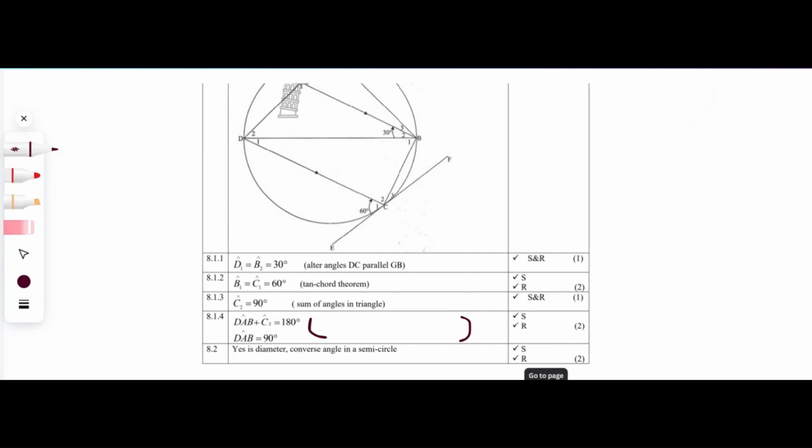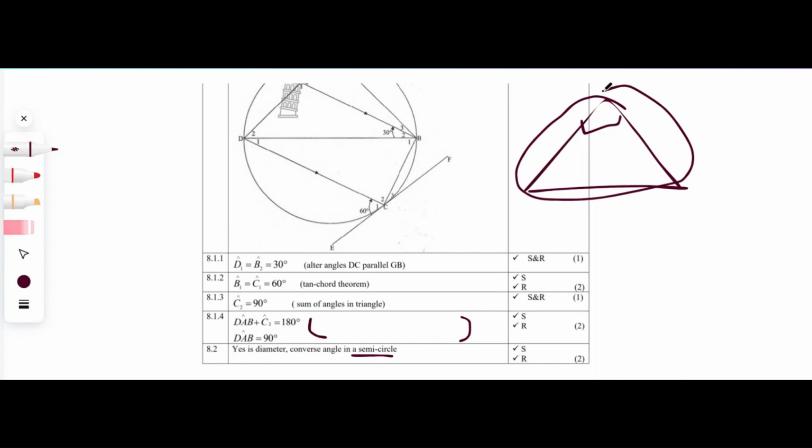Now, we have to give a proper reason, guys. We need to use the reasons that we've been given. There are literally valid reasons that you'll get marked for in matric. You can't just state any reason. You have to say converse angle in a semicircle. Why is it converse? Why is it the opposite? Because usually you use angles in a semicircle when we're trying to prove that an angle is 90 degrees because it's a diameter. But in this case, we're trying to prove that it's a diameter. When we're trying to prove that a line is a diameter because it subtends a 90-degree angle, the reason you need to use is converse angle in a semicircle.